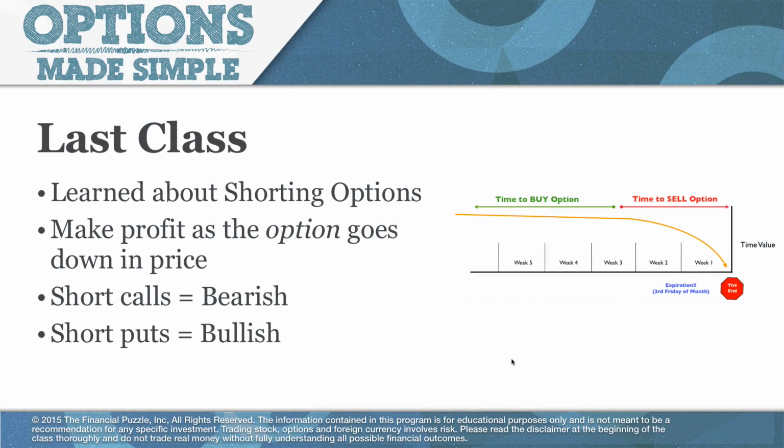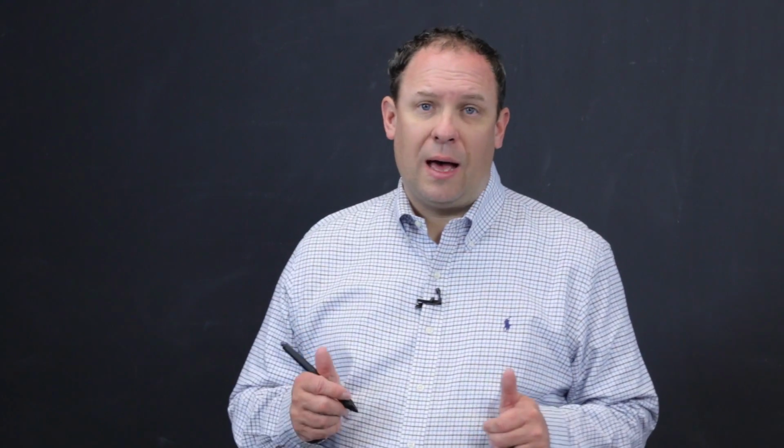When we short calls, it's a bearish trade. When we short puts, it's a bullish trade. The reason: your call option is going to go down as the stock goes down, so we're wanting the option to go down if we shorted it. If we short a call, we want the stock to go down. If we short a put, we want the put to go down, and the only way that's going to happen is if the stock goes up. So when we short puts, it's a bullish trade. When we short calls, it is a bearish trade.